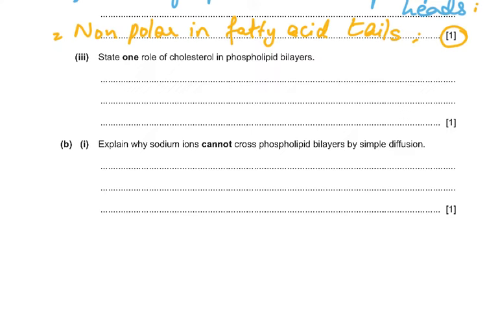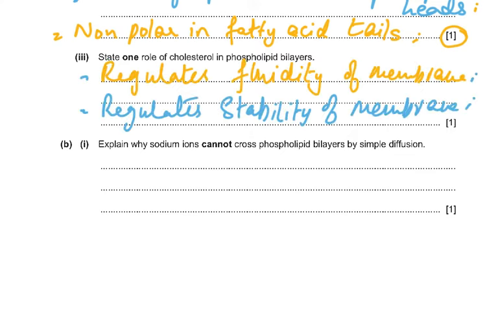1 mark for it. Then coming to part B1, explain why sodium ions, polar, charged, cannot pass across the phospholipid bilayer by simple diffusion. Sodium ions are positively charged, so they are repelled by the hydrophobic tails, or you can say the non-polar core or the non-polar tails, or you can say the hydrophobic part of the cell membrane.